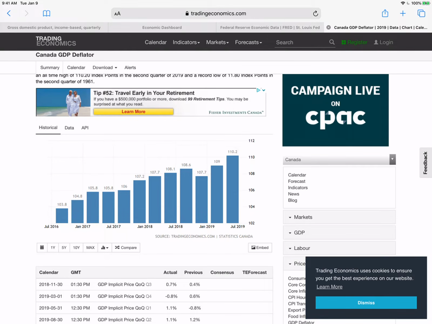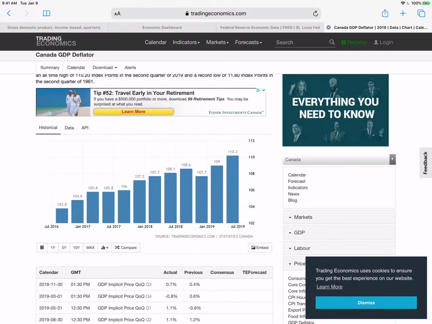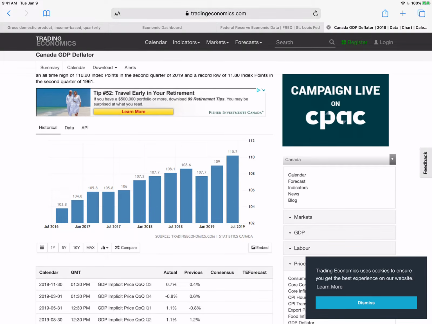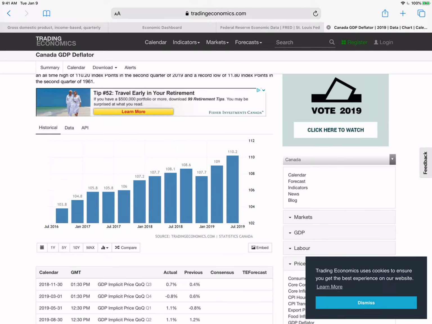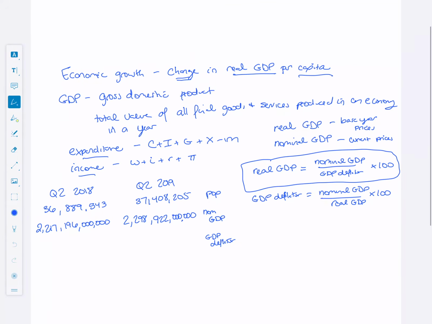So I'm just going to capture this information down in our slides, but you can use this Trading Economics source to find the GDP deflator for a different country, or you can go directly to where they have their real GDP and real GDP per capita. So back to our notes. All right, so our GDP deflator was 110.2 for the second quarter of 2019 and 108.1 for the second quarter of 2018.